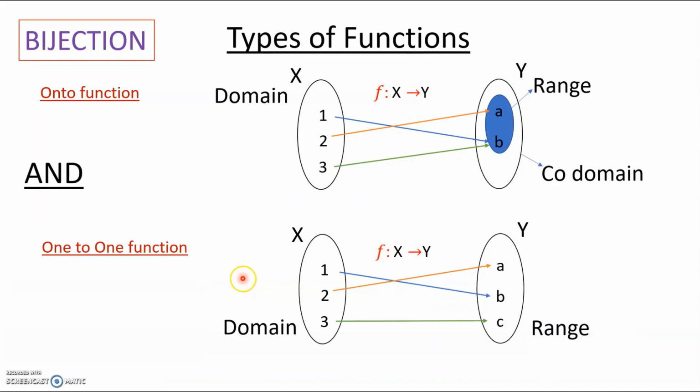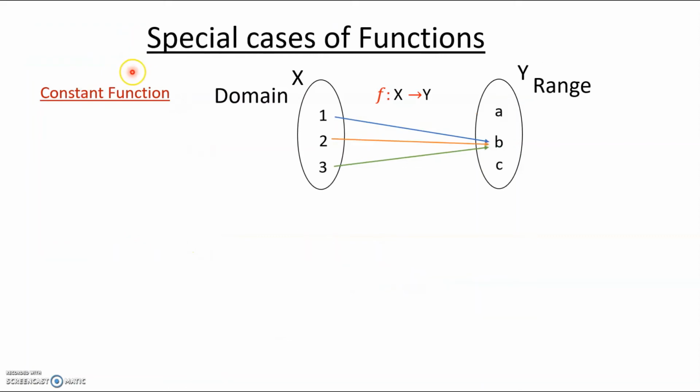Next, let's go on to what is a bijection. Bijection is a combination of both an onto function and a one-to-one function. When both these properties exist in a function, then that function is called a bijection.